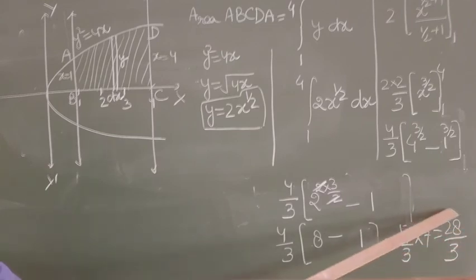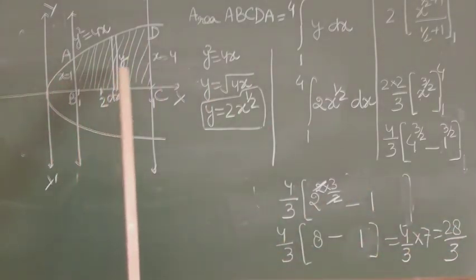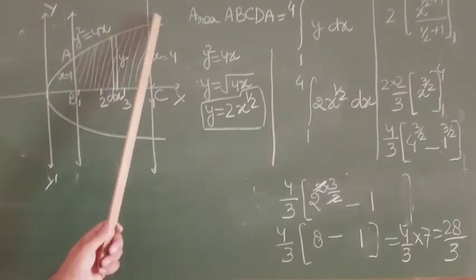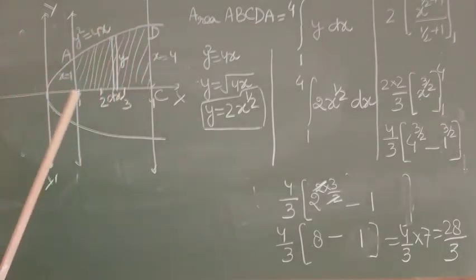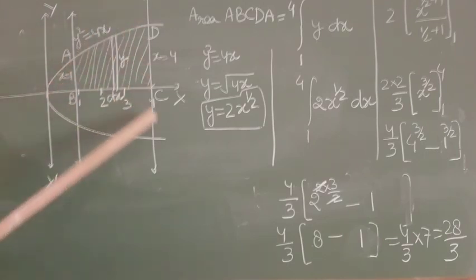So this is the area of this region bounded by the curve y square equal to 4x, and the lines x equal to 1 and x equal to 4. Correct?